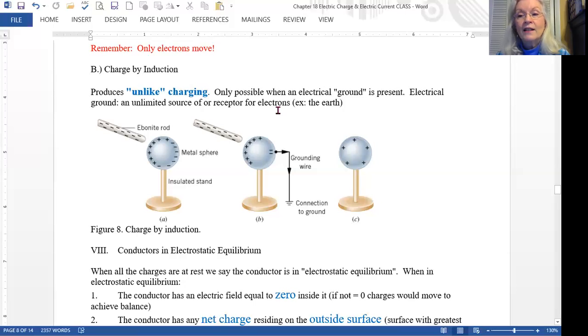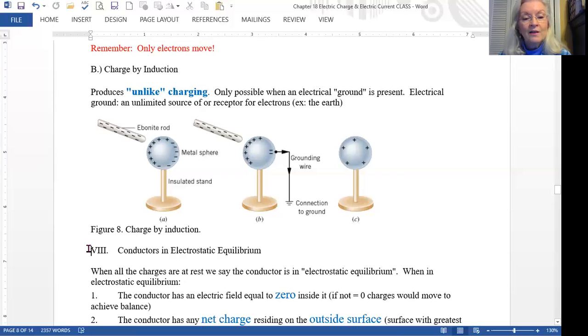The negative rod doesn't add electrons or lose electrons in the process. So charge by induction produces unlike charging. The rod started out as negative, the sphere ends up as positive. They're opposites. And it requires an electrical ground, either a wire connecting it to ground or somebody touching it.